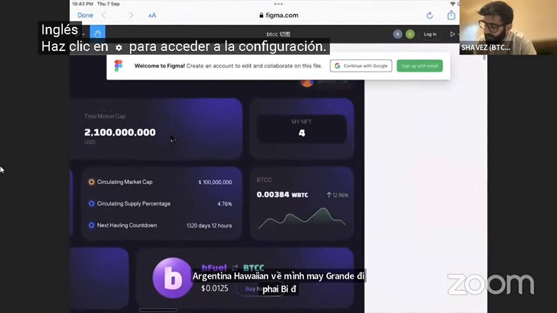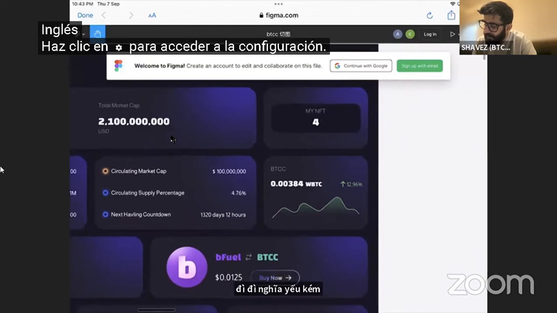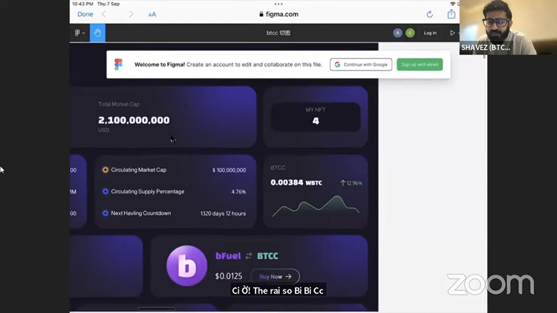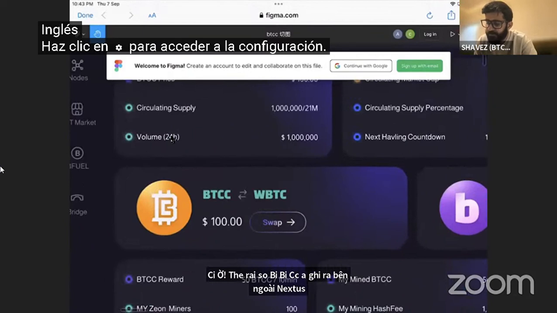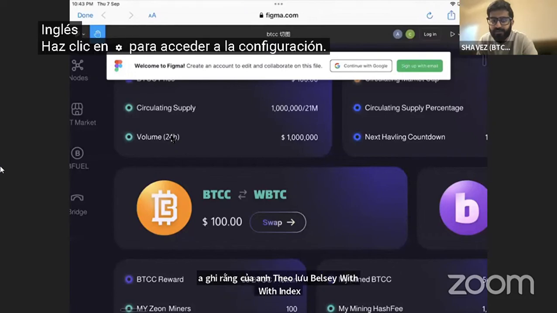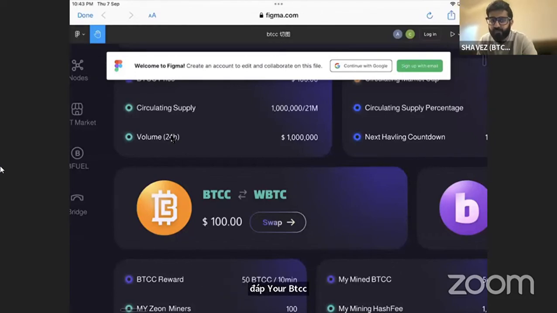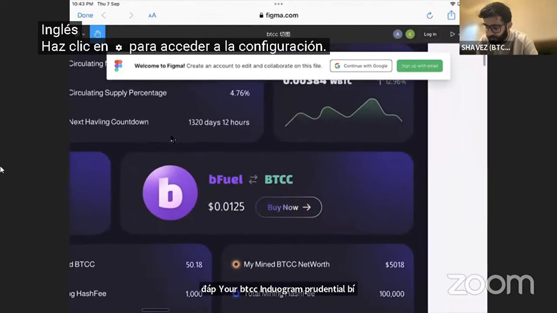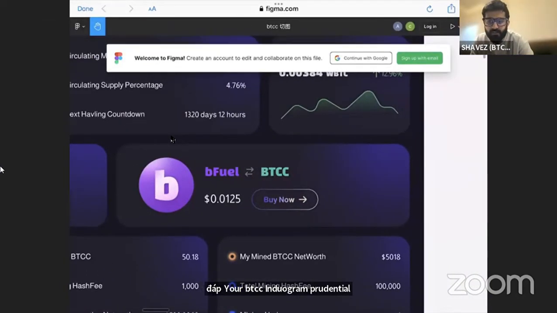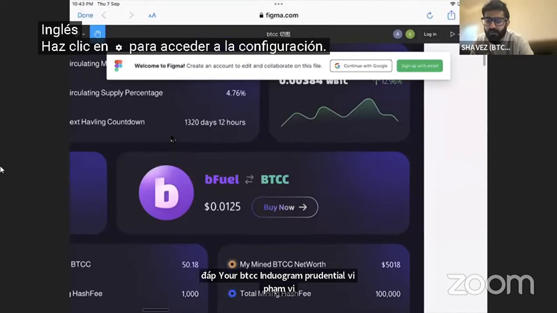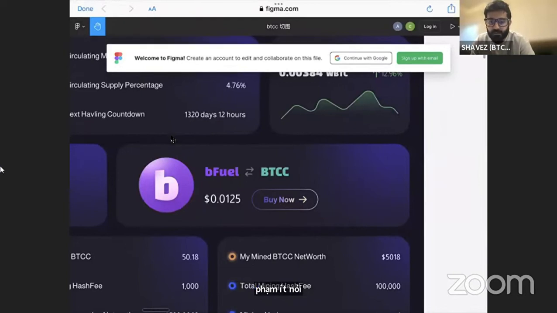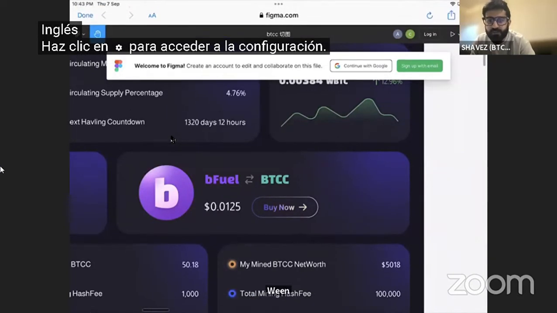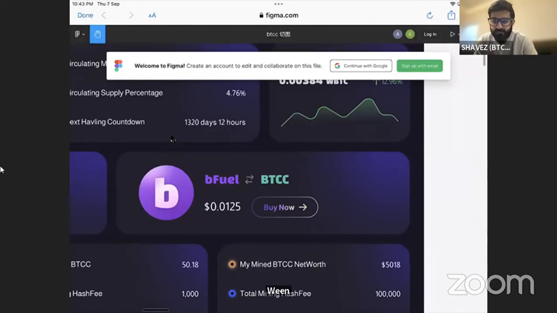Here you can see the price of BTCC against wrapped Bitcoin. Here you can see swap, which is internal in the DApp, and you will be able to swap your BTCC into wrapped BTCC with a bridge. B fuel is the electricity, the hash fee. It's not a gas fee, it's a hash fee that you will use to harvest your mined BTCC.